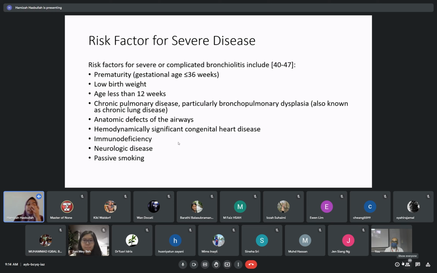So kita kena anticipate risk factor for severe disease, severe bronchiolitis. Risk factors for severe or complicated bronchiolitis include patient yang premature, which is born at the age of less than or equal to 36 weeks, low birth weight, age less than 12 weeks, chronic pulmonary disease, particularly bronchopulmonary dysplasia, anatomic defects of the airways, hemodynamically significant congenital heart disease, immunodeficiency, neurologic disease, and passive smoking lah usually. Kena tanya lah dia selalu dapat dari mana, kena asap rokok ke.